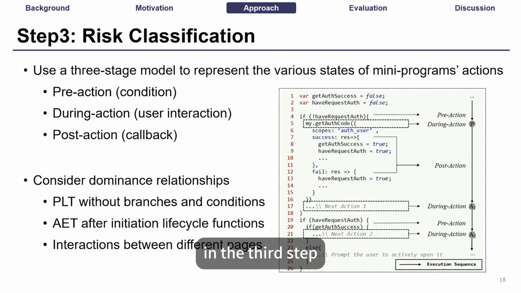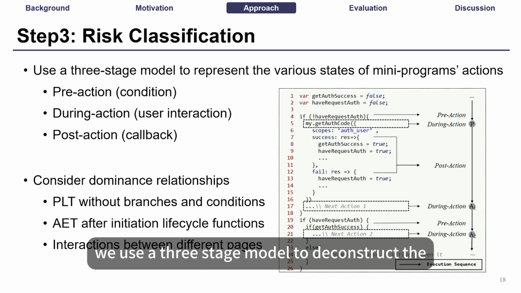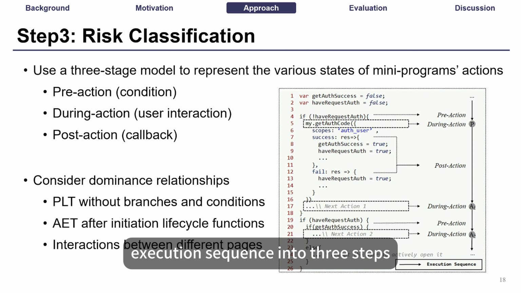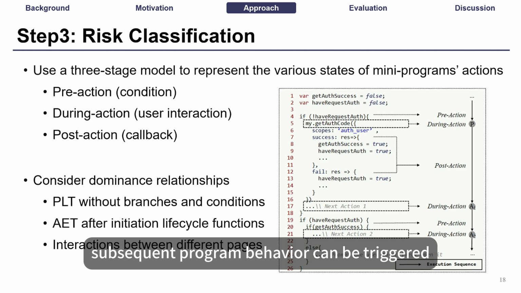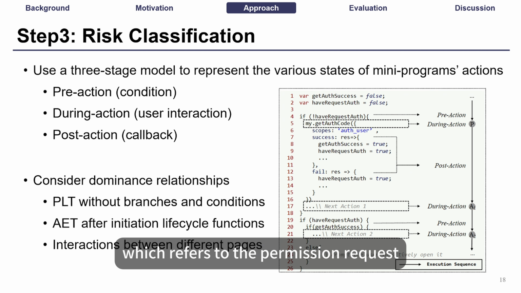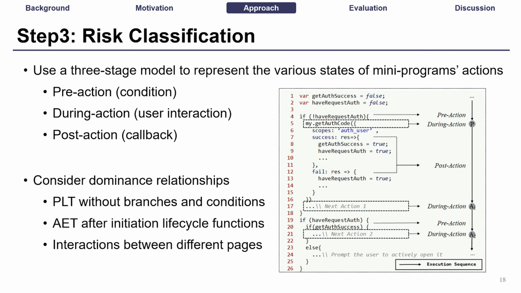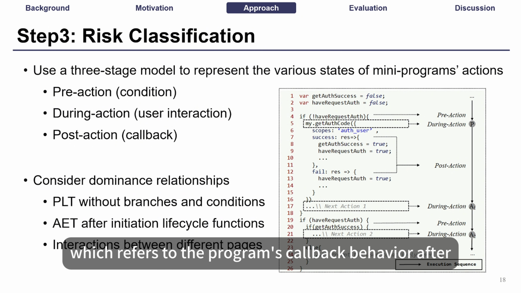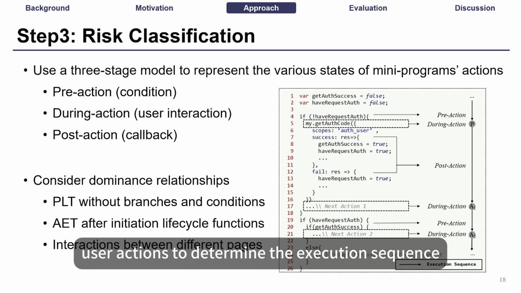In the third step, we use a three-stage model to deconstruct the execution sequence into 3 steps. Pre-action, which is the condition stage that determines whether subsequent program behavior can be triggered. During action, which refers to the permission request pop-up and user interaction behavior. And post-action, which refers to the program's callback behavior after user actions.